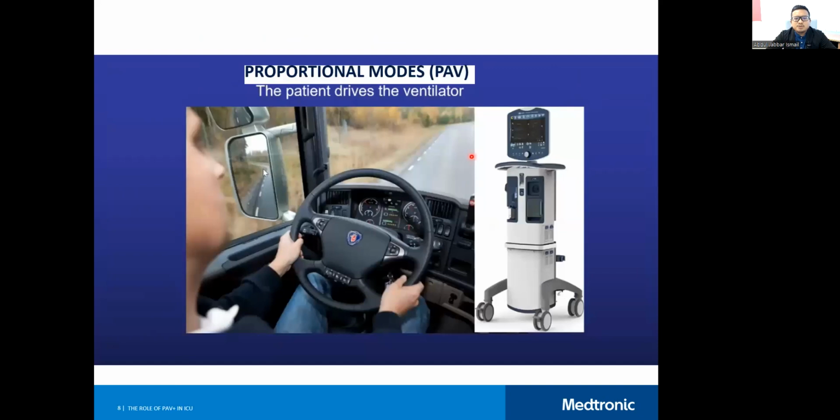So in proportional modes, actually, the patient drives the ventilator, not the ventilator driving the patient. The inspiratory time, the amount of breath, the amount of support that the patient wants, the higher the patient's demand, the higher the ventilator will support it. So the patient really drives the ventilator and not the other way around. It's a sort of advanced feature that allows it to do this.